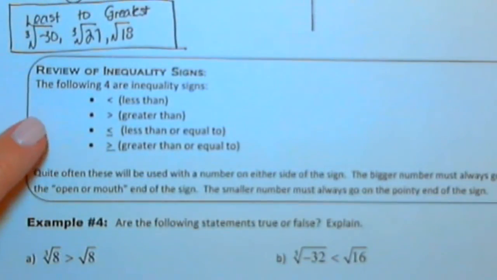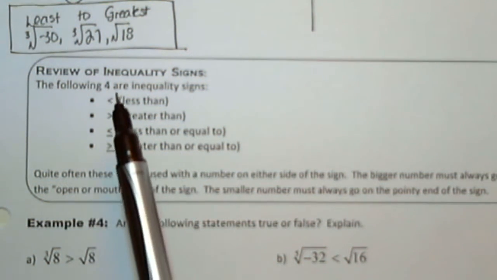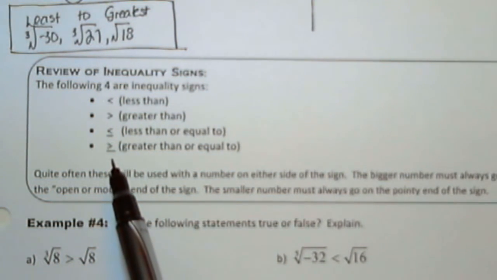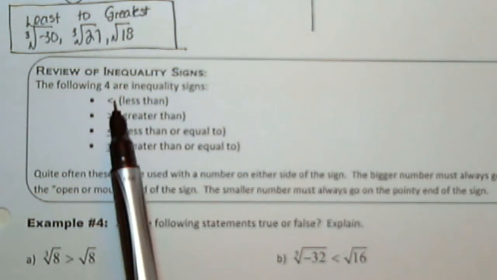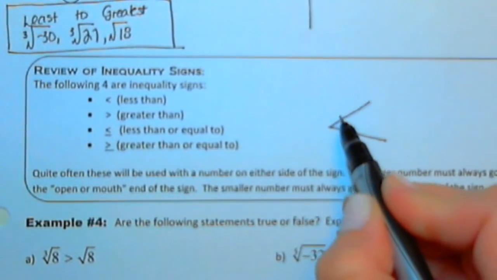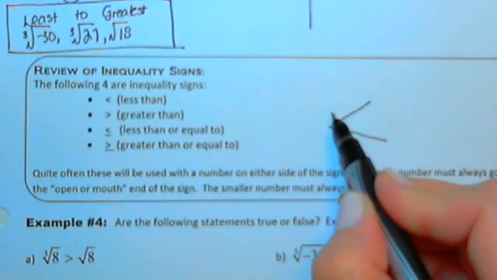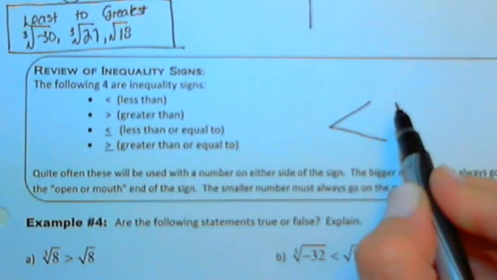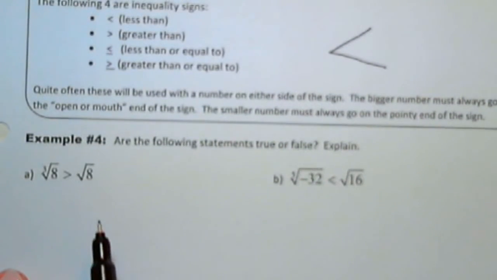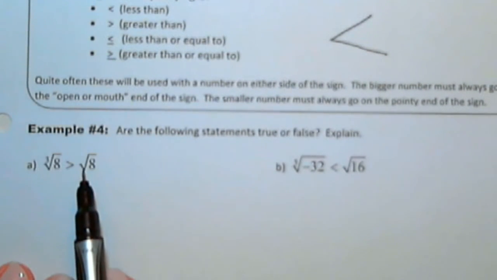The last question comes from inequalities. And you need to realize that there's 4 types of inequalities that can be written. And in general, if I give you this sign here, we're going to consider this to be the small end, and it's always going to point towards the smaller number. And this is the big end, and it's going to point towards the bigger number. So tell me, are these true or false?